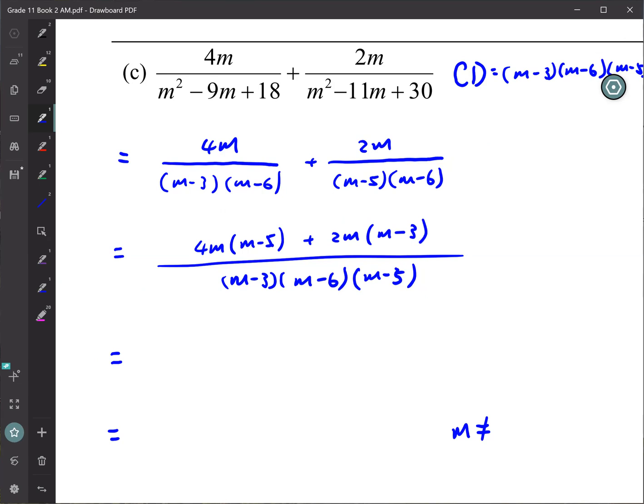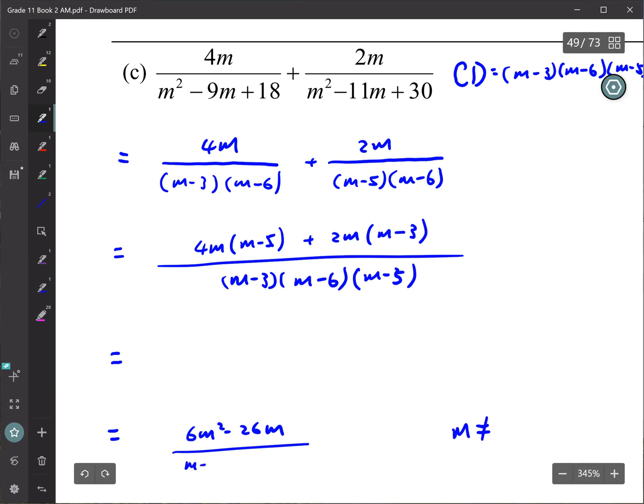So here we do some expansion, okay? Let's do some mental math. Let's see what you guys got. Okay, Colin, do you have the final answer for C? 6m squared minus 26m, and then over m minus 6 minus 3, m minus 5. Okay. And Yosher, what's the restriction? m cannot equal 6, 3, 5.